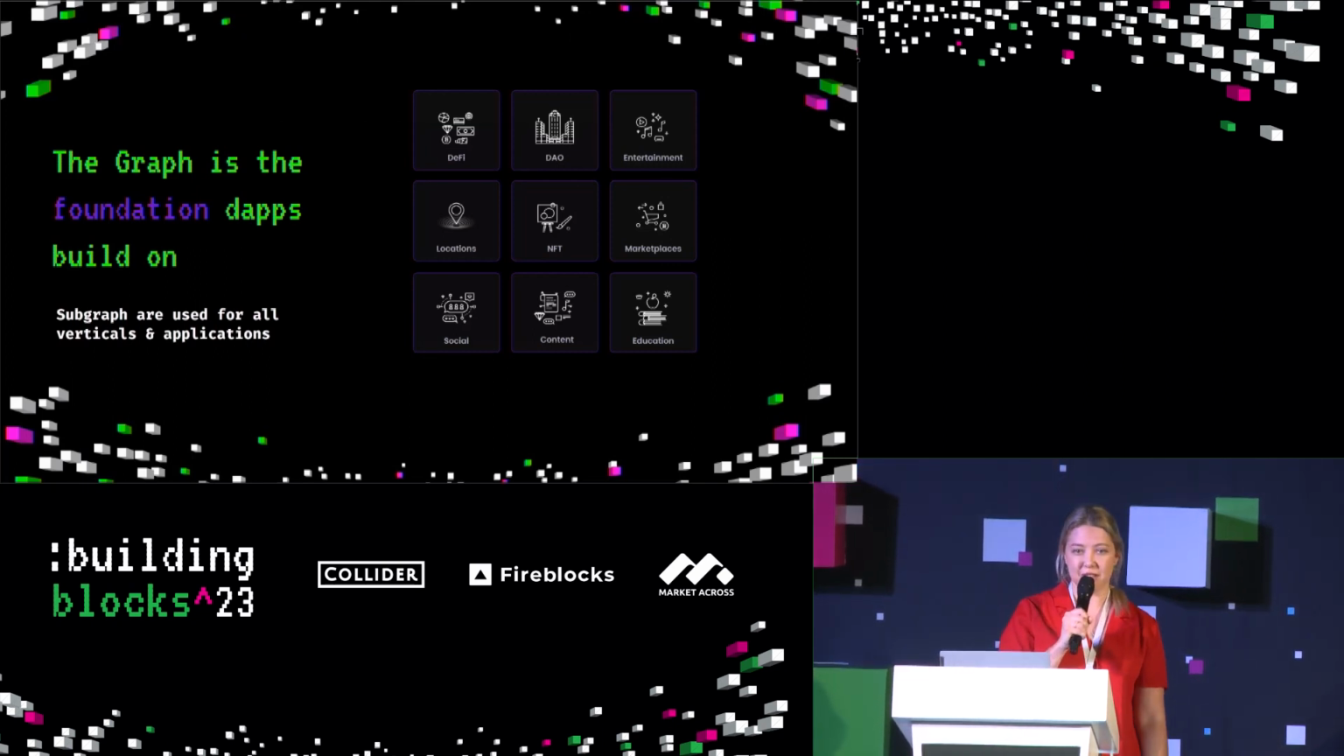There have been dApps building with us, and so we really pride ourselves in having created a neutral standard, the subgraph, that really isn't specific or biased to any use case. So it really doesn't matter what you're building, which chain you're building on. You can use a subgraph to index that data and make it much easier for you to build UIs or applications on top.